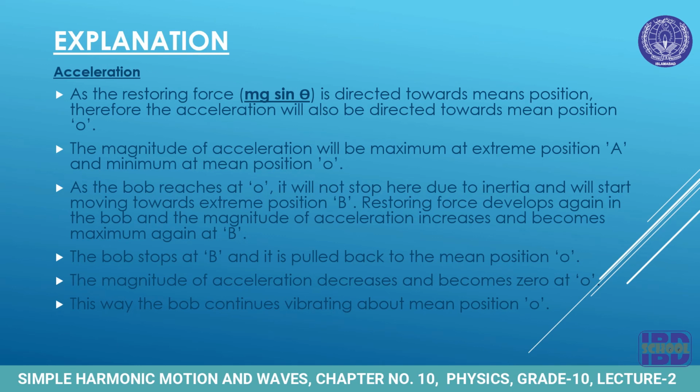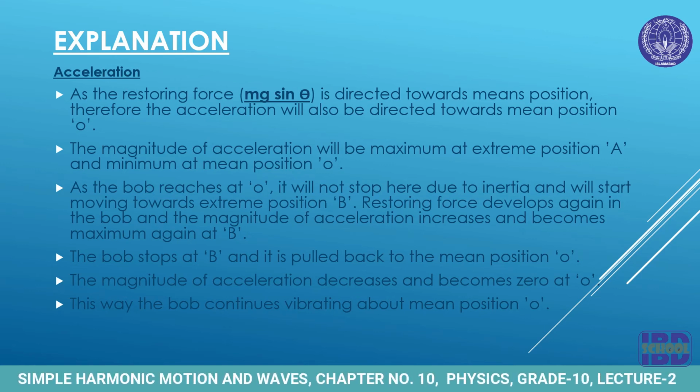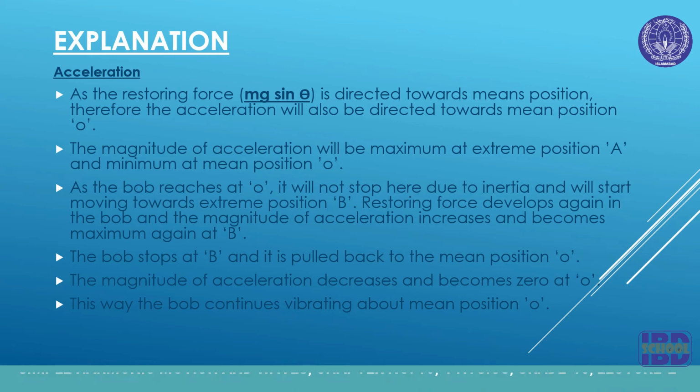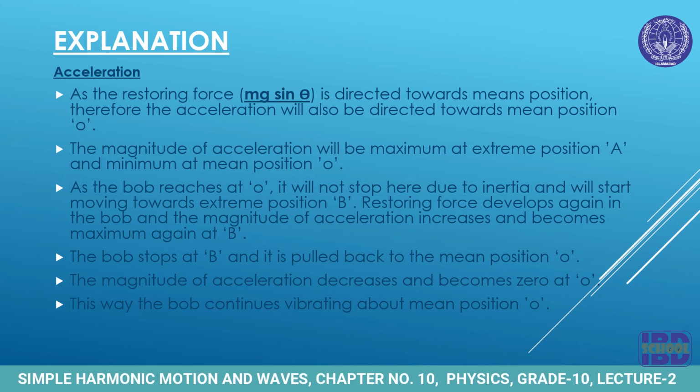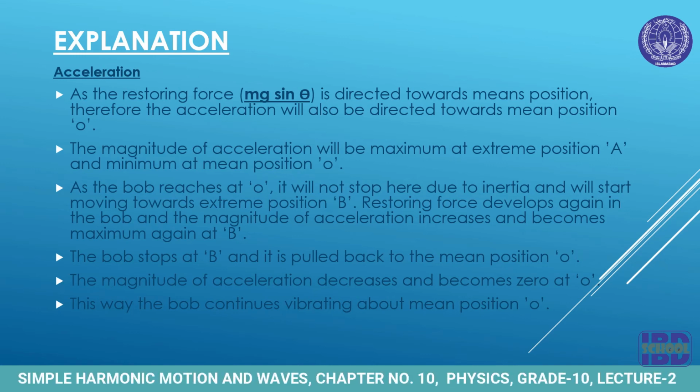Third point, as the bob reaches O, it will not stop here due to inertia and will start moving towards extreme position B. Restoring force develops again in the bob and the magnitude of acceleration increases and becomes maximum again at B. So when the body starts moving from position A to O, its acceleration would decrease due to decrease in restoring force, and it would become 0 at position O. But what happens at position O? The body would not stop.